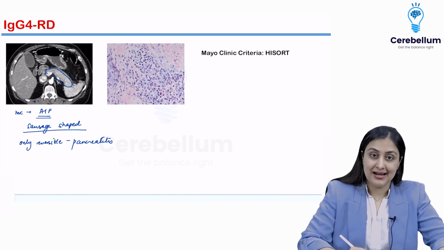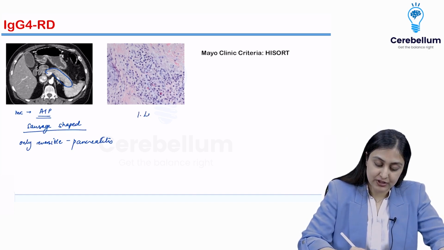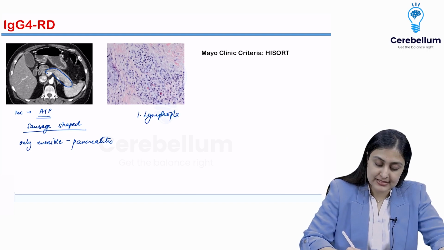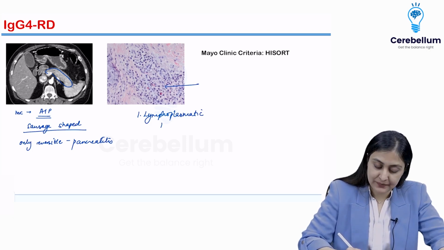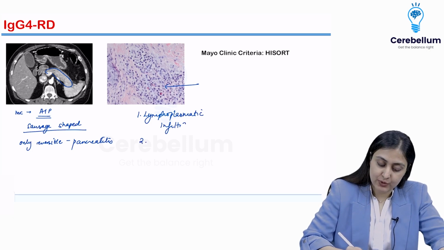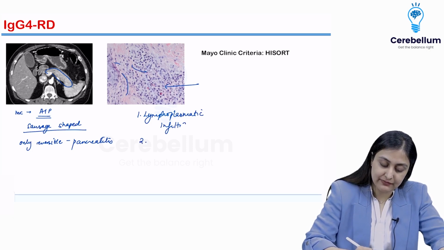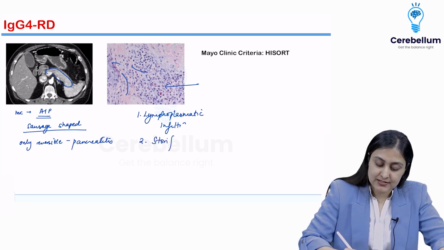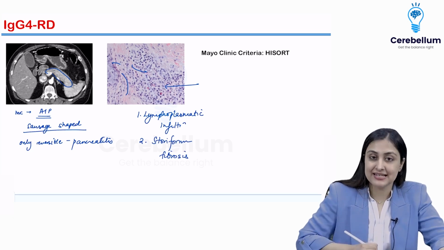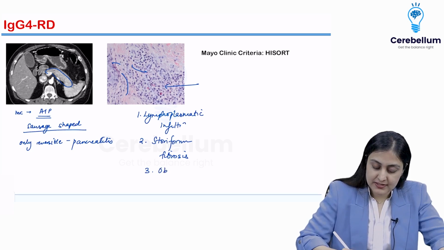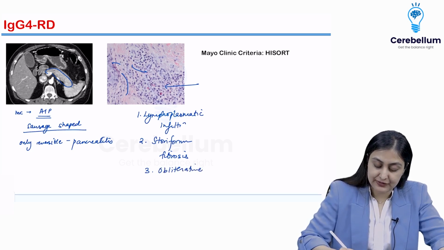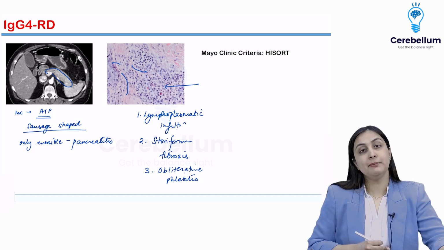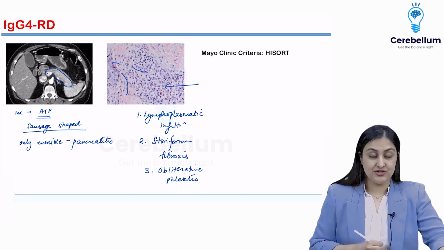Histopathologically, there is a triad that you want to remember. One, you're going to have lymphoplasmacytic infiltration. So you're going to have plasma cells and lymphocytes, like you can see. Secondly, you're going to have fibrosis in a basket-weave pattern known as storiform fibrosis, meaning basket-weave fibrosis. And third is obliterative phlebitis. You're going to have inflammation of the vessels. So this is the pathological hallmark of IgG4.